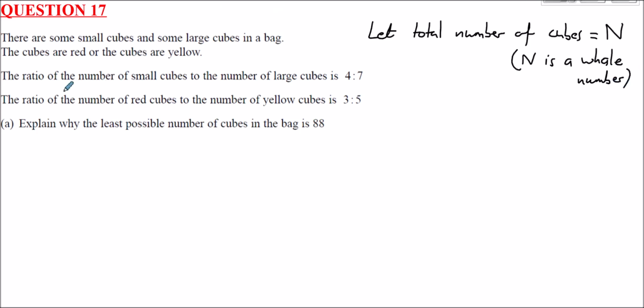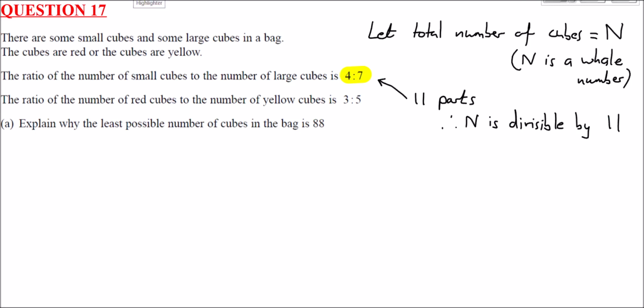So first of all, it says here, the ratio of the number of small to the number of large cubes is 4:7. Now this here, 4 parts are small, 7 parts are large. That's 11 parts. Therefore, n is divisible by 11. So n has been divided here essentially into 11 separate parts, 4 parts small, 7 parts large. So n, whatever n is for total, must be divisible by 11.